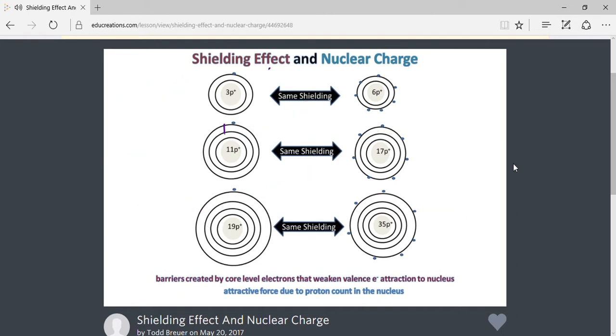The shielding effect is similar to a barrier. It's created by the core level electrons. What it does is it weakens the attraction for valence electrons from the nucleus. If we were to draw a simple line segment from the nucleus outward to the valence electrons, we can actually see how the distance changes as energy levels or rings are added.